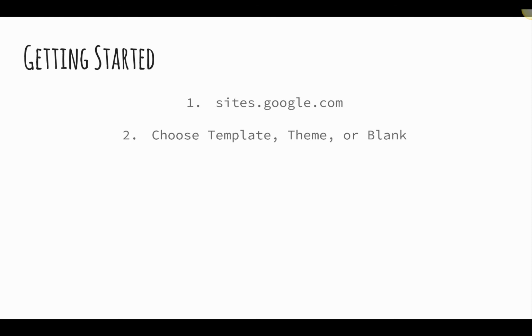At that point, when you click on the Create button, you get a choice of whether you want to choose a template, choose a theme, or leave it blank. It doesn't really matter at that point. You can always go back and update this later on. So if you choose a blank site to begin with, and then later you want to add a template to it, or you want to add a theme, you can still do that.